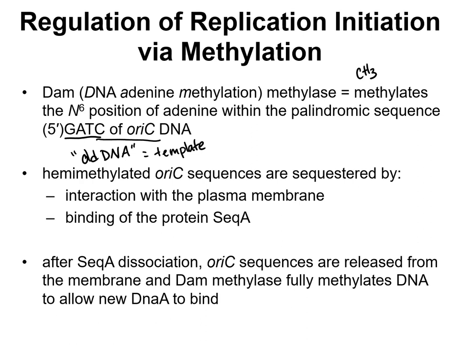The hemimethylated oriC sequences, so meaning that we've got old and new, there's an interaction that occurs with the plasma membrane. And there's also the binding of a protein called SeqA. After SeqA dissociates, the oriC sequences are released, and then they fully methylate. So they methylate the other strand, and that oriC sequence is fully methylated, which allows DnaA to bind again. So that's another process that, one, takes time, and two, is coordinated so that you're not initiating replication again before you want to.